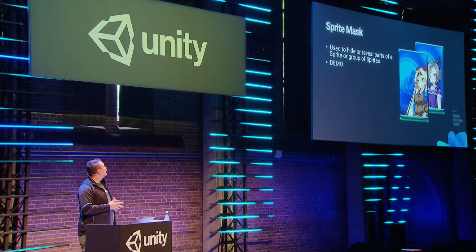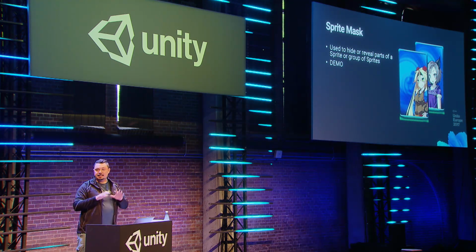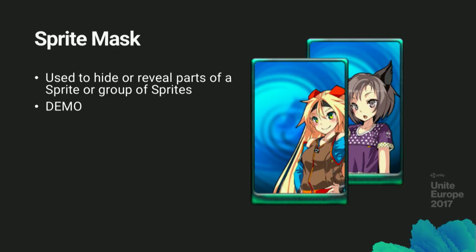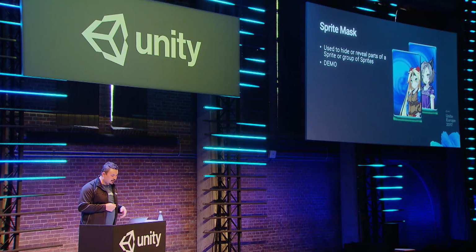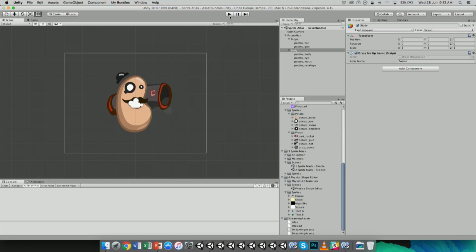So let's switch gears. This is the sprite mask. Sprite masks are a way for you to reveal or hide certain parts of sprites or groups of sprites. They work with sprite renderers as well as particle systems at the moment. So let's see a couple of examples of the sprite mask in use. This one here, for example, is being used in a card game. Let's see it in Unity, and let's see how it's set up.